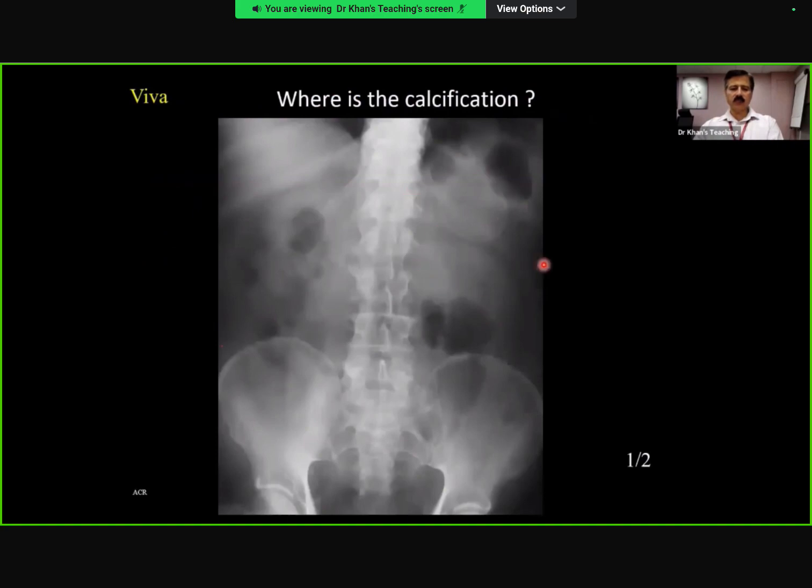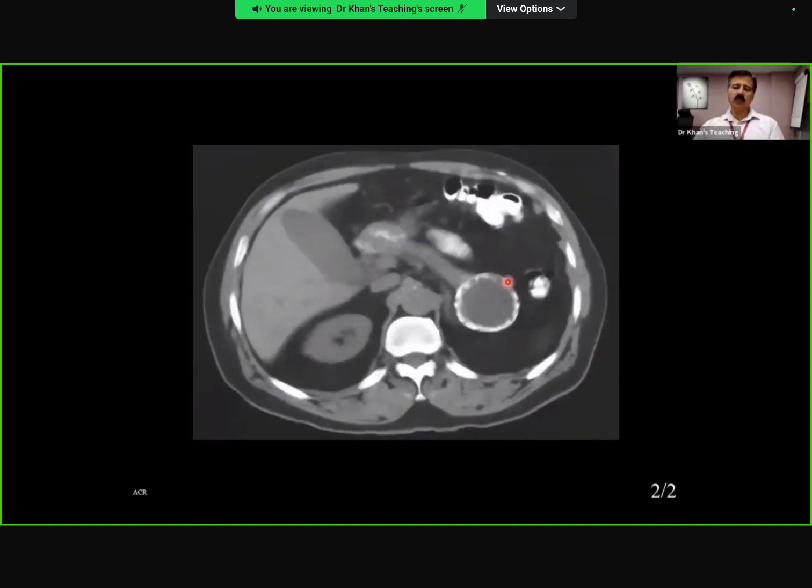Where is this calcification? So it's in the left upper quadrant as well. So pancreas, a pseudocyst, calcified pseudocyst, or... Excellent. Okay. So this was a pancreatic pseudocyst, and this one is sort of calcified.